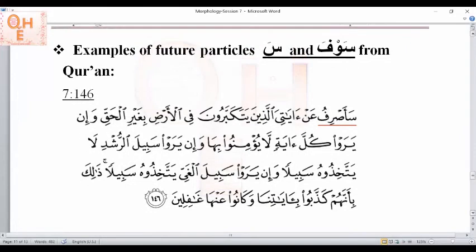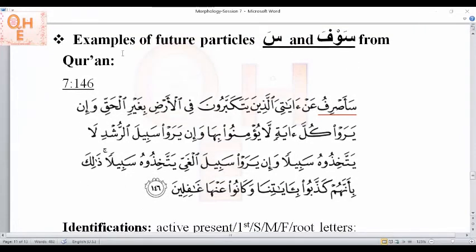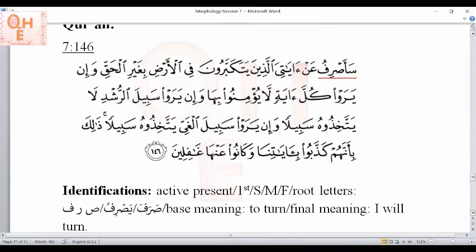Okay, so we have one example over here. The word is sa'asrifu. So over here, sin with fatha is a particle. What is asrifu? Obviously, this is a simple verb, right? Like abribu. Okay, so this is a simple verb with the hamza at the beginning, which tells you this is first person. Also, hamza has fatha, that tells you this is active. Okay, so what will be the identifications? This is active present tense. This is first person singular, male and female.